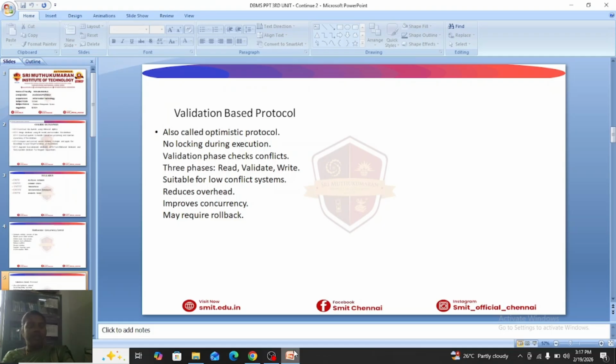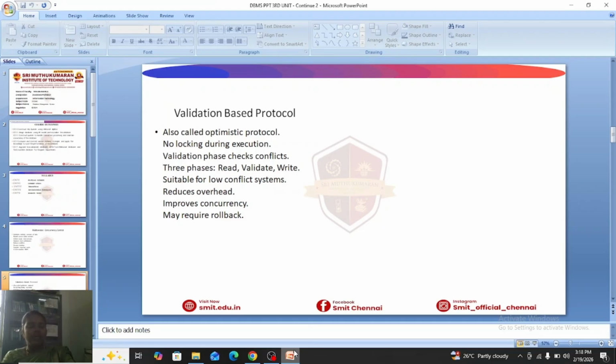Okay. And then how it works: T1 and T2 read the same data item X. T1 finishes first and updates X. T2 tries to commit. During validation, the system detects that X was modified after T2 read it. So T2 is aborted. This ensures serializability. Validation conditions: let Start(T) be the start time, Validate(T) the validation time, and Finish(T) the write time.